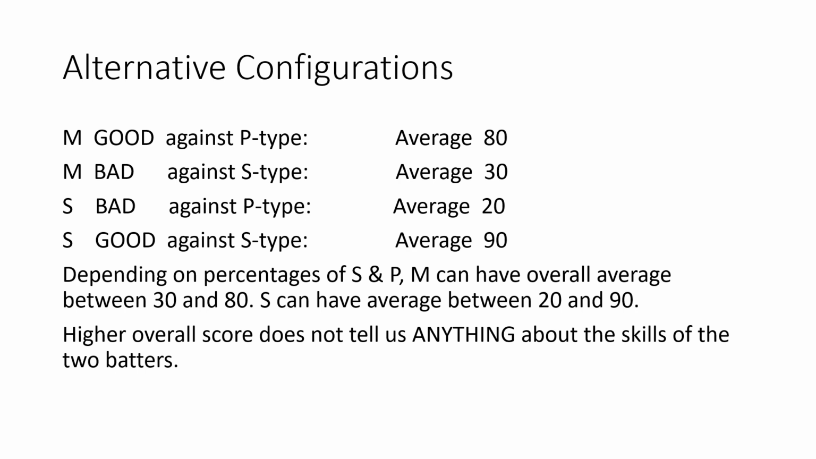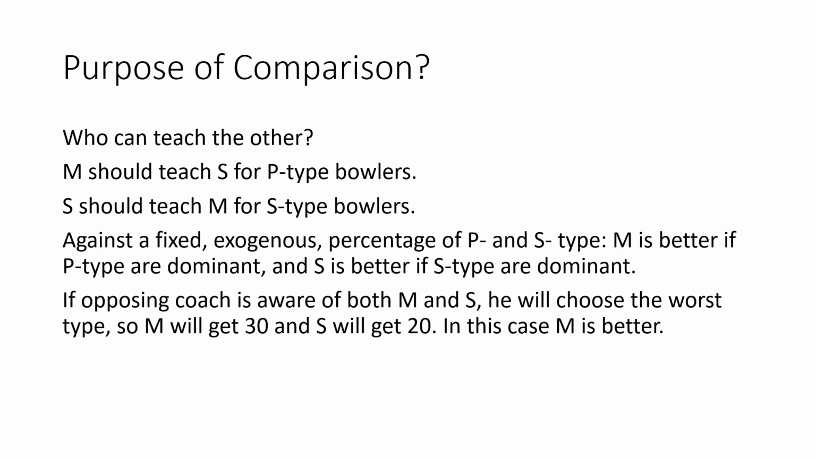The higher overall average score does not tell us anything at all about the skills of the two batters. To reiterate, suppose we want to answer the question who is the better batter, first we must know why we want to answer this question. So for example, in this example, suppose we are asking who can teach the other, who has the skill. So in this case, Miyandad should teach Sangakkara for pace bowlers, but Sangakkara should teach Miyandad for spin bowlers.